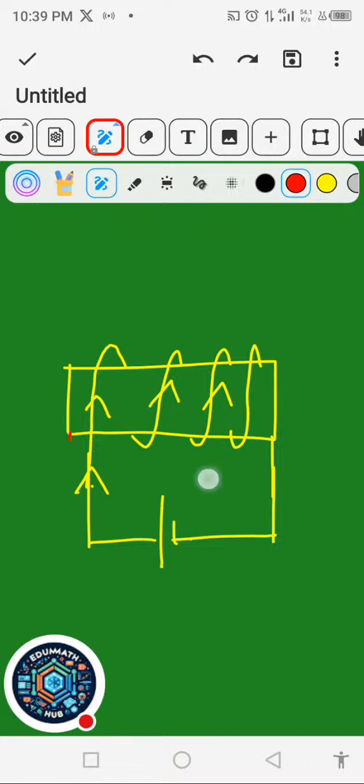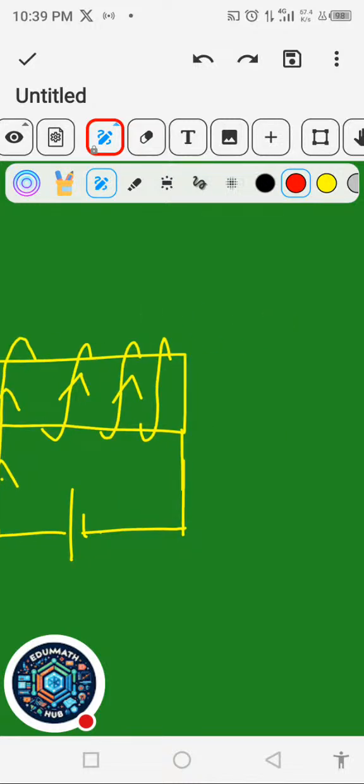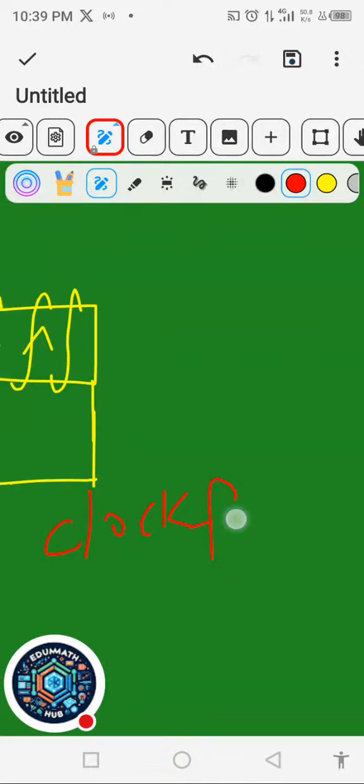After switching off this circuit, you notice that this steel bar will have acquired some magnetism. It will start behaving like a magnet. Now, how can you know which pole will be north? Will it be north here or south here? Look at how to know it. It's very simple. Use what is called the clock face rule.